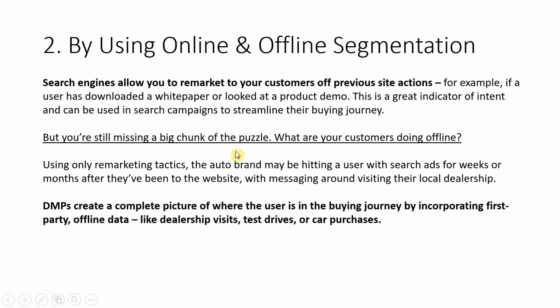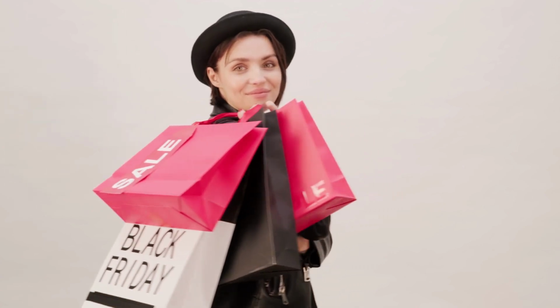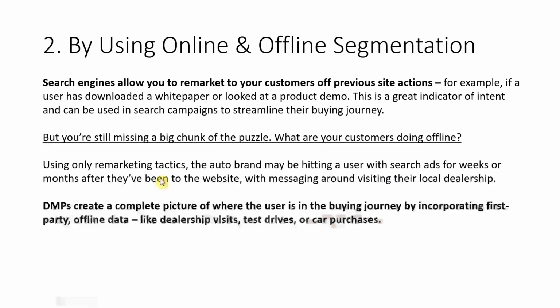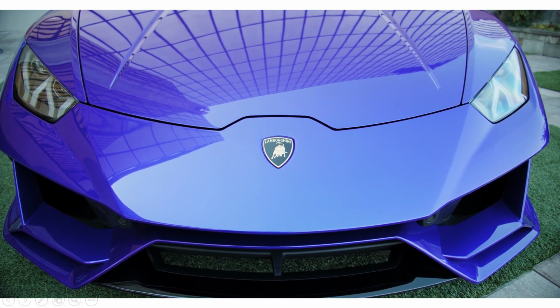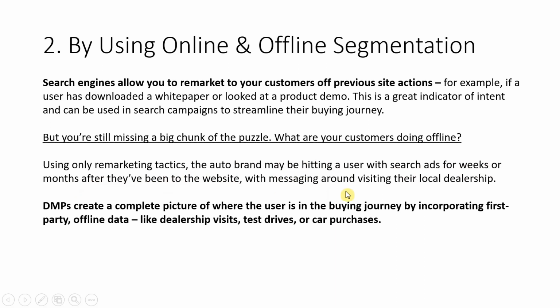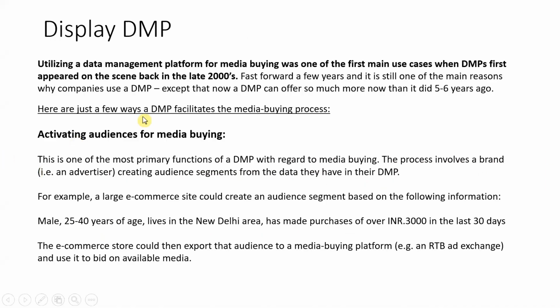But you're still missing a big chunk of the puzzle. What are your customers doing offline? Using only remarketing tactics, the auto brand may be hitting a user with search ads for weeks or months after they have been to the website, with messaging around visiting their local dealership. DMPs create a complete picture of where the user is in the buying journey by incorporating first party offline data like dealership visits, test drives, or car purchases. Here are just a few ways a DMP facilitates the media buying process.